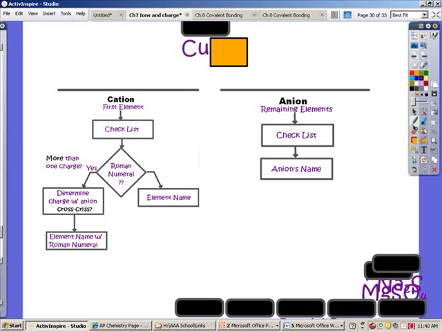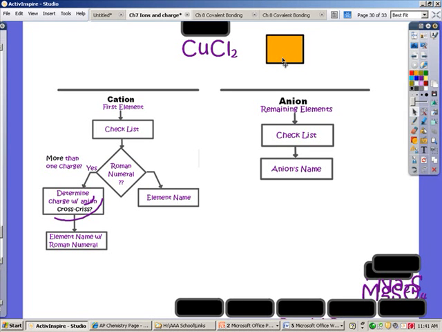Copper has more than one charge. This might be copper 1. This might be copper 2. I'm going to have to decide. Has a Roman numeral, has more than one charge. I'm going to need to determine what that charge is. So we're going to have to check out our anion here.